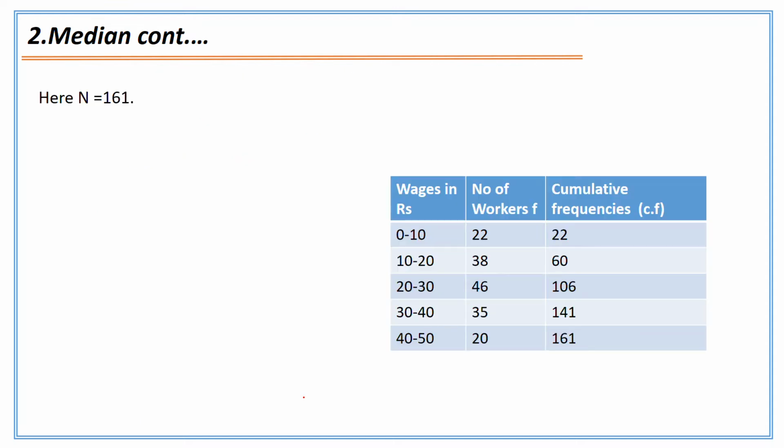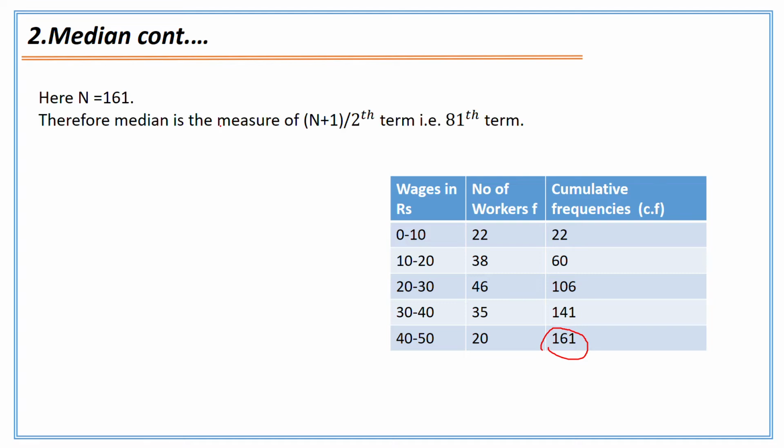Now we will see the formula. Here the total number of data points is 161, so our n is 161. As per the formula, the median is the (n plus 1) by 2th term, as I explained in my earlier slides. In this case, it will be the 81st term. Sorry for the mistake, it is the 81st term.